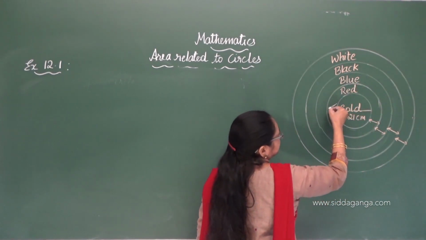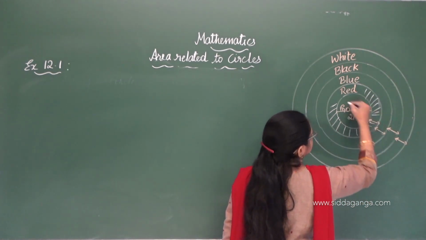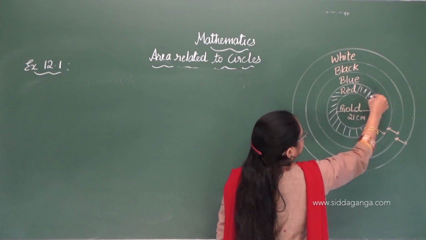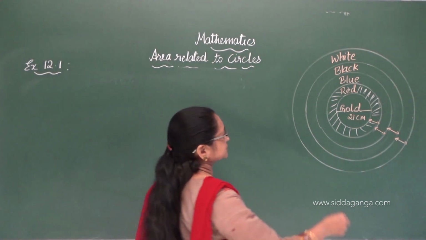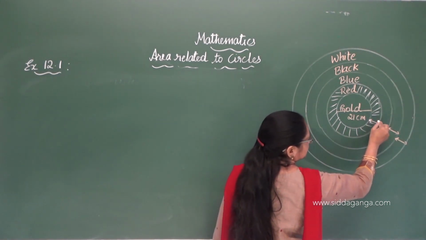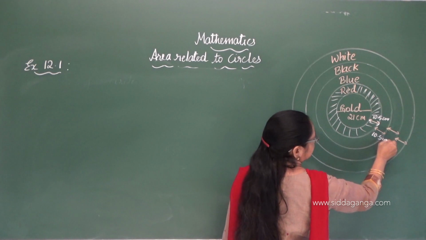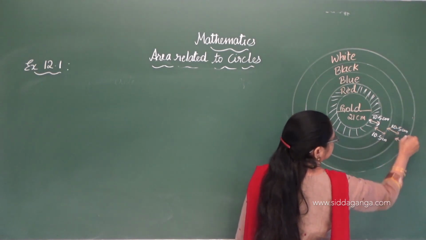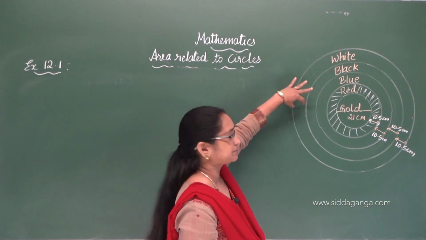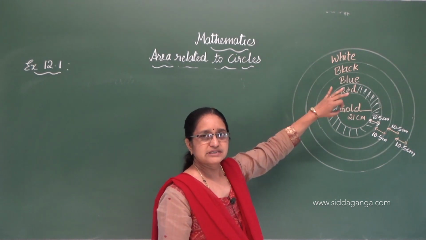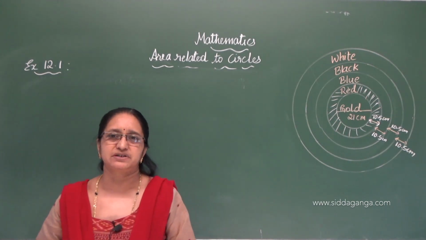And the red region, you might have observed here, only this red region. This is the red scoring region, and the width of each band, you might have observed here, is 10.5 centimeter. So this is 10.5 centimeter and this is 10.5 centimeter. So each band is 10.5 centimeter. Is it clear? Try to understand the question. Though it is a lengthy problem, the concept is very simple.